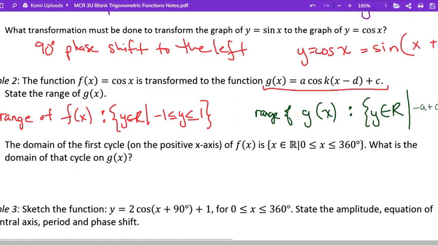The domain on the first cycle is x belongs to R, between 0 and 360, right? So that's the domain of the first cycle of f of x, because the period is 360. Well, what's going to be the domain of the first cycle of g of x? Because g of x has a k value and it has a d value. So we're going to be stretching or compressing horizontally, and we will be having a phase shift. All right, so the domain, we can get the first part, right? X belongs to all real numbers.